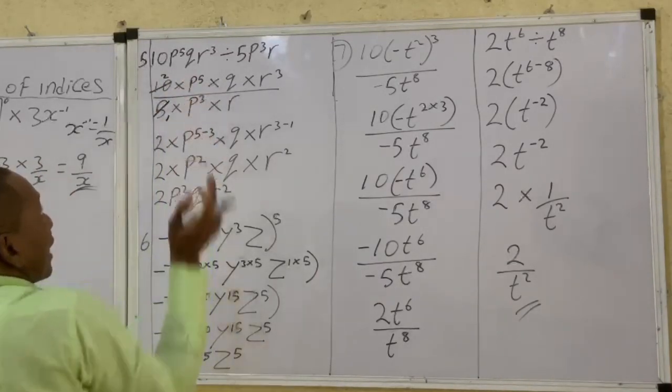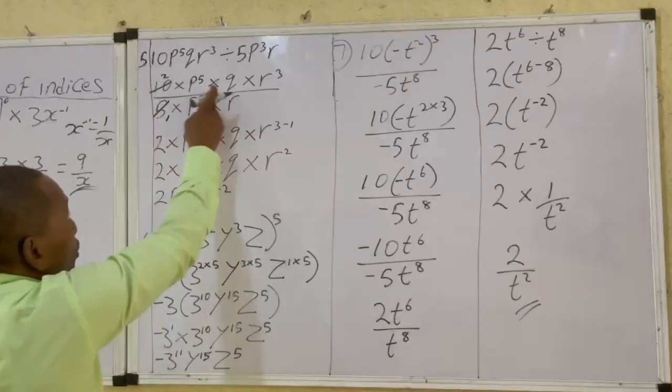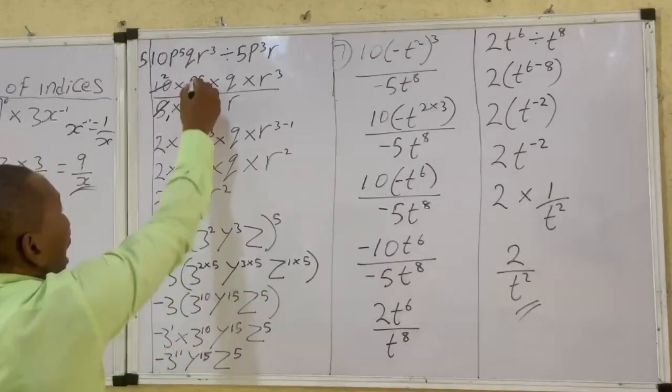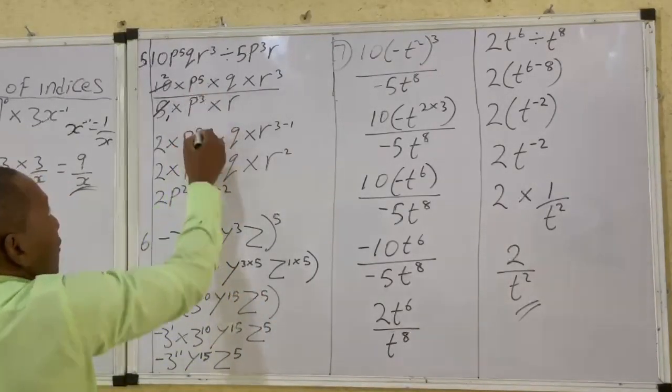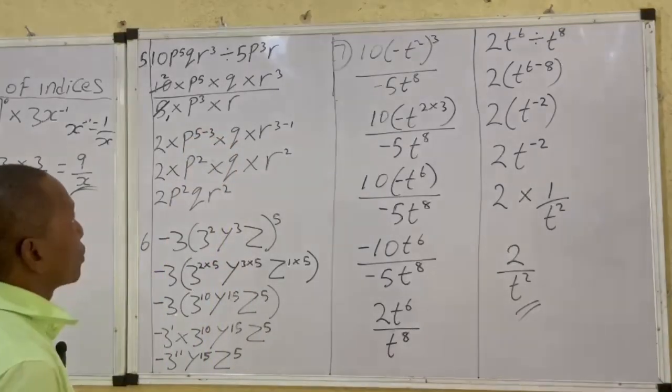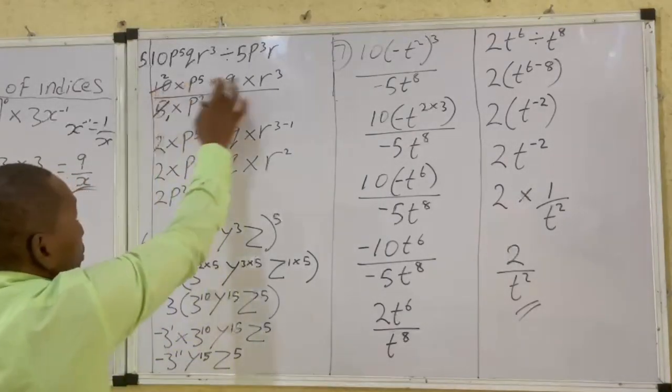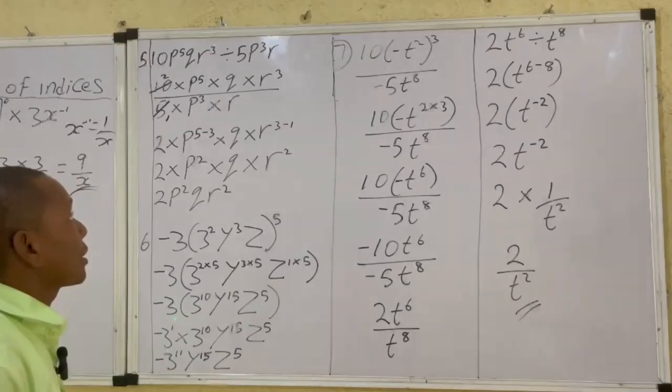Now, this and this, they are the same thing, right? Remember, if it's a division sign, what do you do? You subtract. So I'll pick 1p, then 5 minus 3. So you realize that I'm doing the same thing, just I decided to put this in a way such that you can easily understand it.